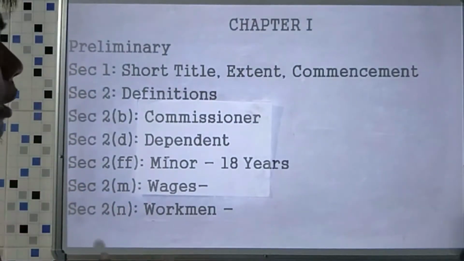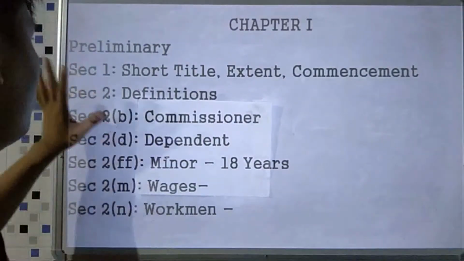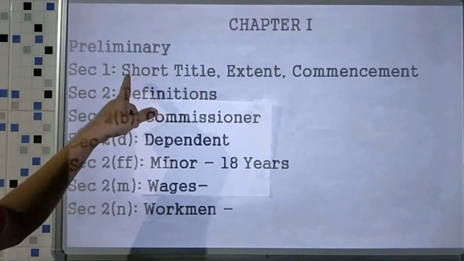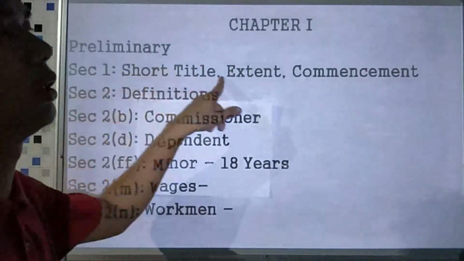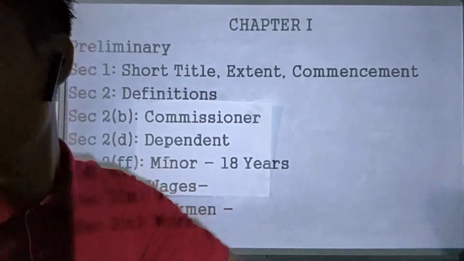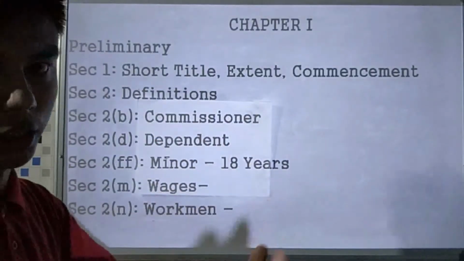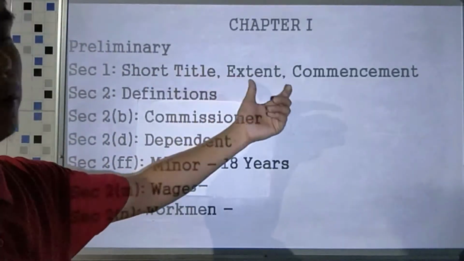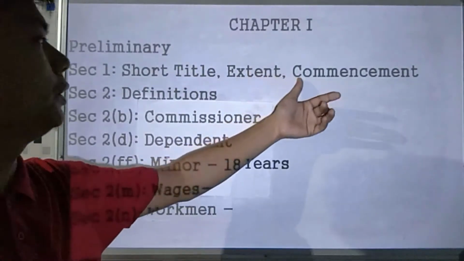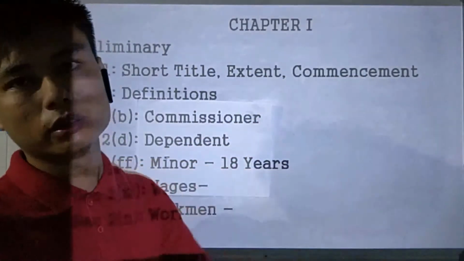Okay. So in section 1, what does it talk about? Short title, extent, commencement. Everywhere in the act, this will be the starting one. At least try to see it once and check it out. You will know. So what does short title mean? The title is the Employee Compensation Act 1923. Where does it extend? The whole of India. Commencement, when? 1 July 1924. See, we have done that. Then definitions.